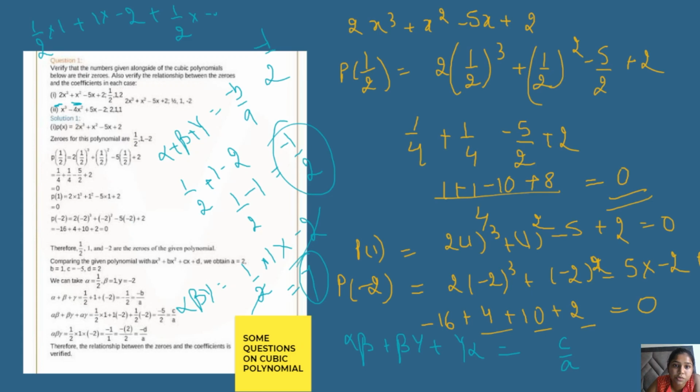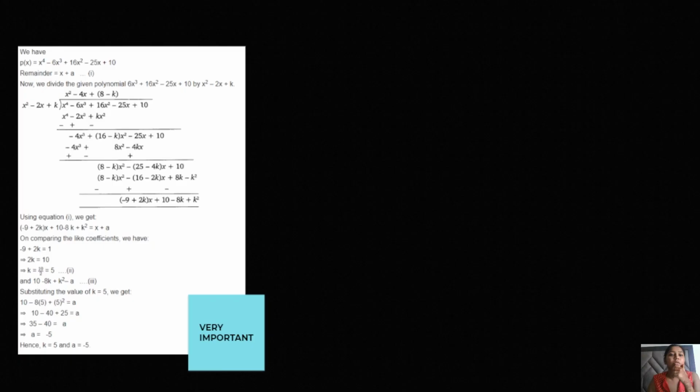So we will be getting 1 by 2 minus 2 minus 1. Okay, so 1 by 2 minus 3, we will be getting minus 5 by 2. And see, this is basically d by a, which is also minus 5 by 2. I hope this is clear to you people. Okay, so this is the last question. This is a very important one.